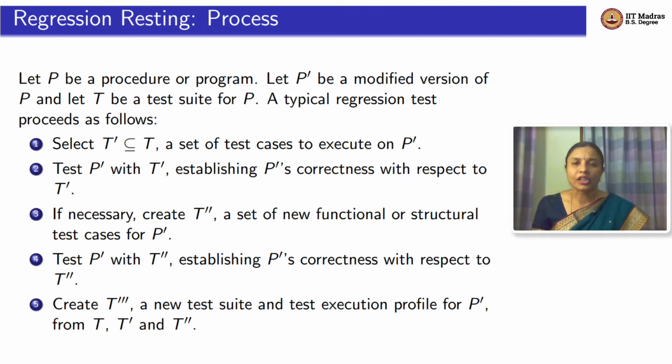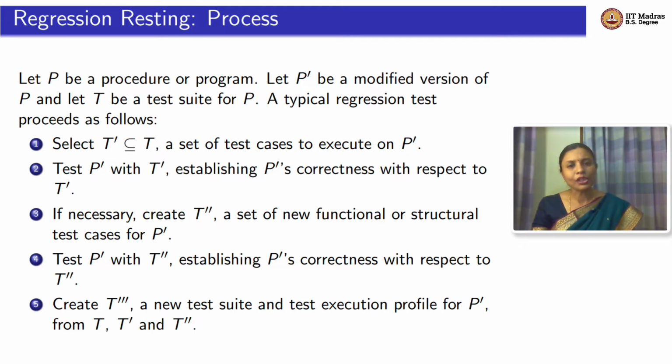So what is the process of regression testing? Let's say you have a procedure or software or a program. Let's call that P. You make some modifications to P, and the new procedure or program or software, let it be P prime. P has been tested well and released, so you have a test suite for P. Let's call that T. A typical regression test proceeds as follows. We take T from P, and out of that T, we select a subset of test cases. Let's call it T prime. Those test cases T prime, we would like to execute on P prime, which has P plus some modifications. So we test P prime with this selected subset T prime.